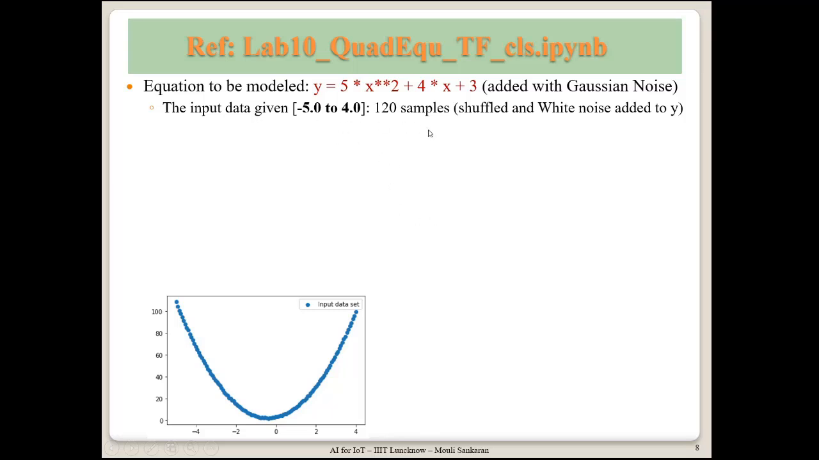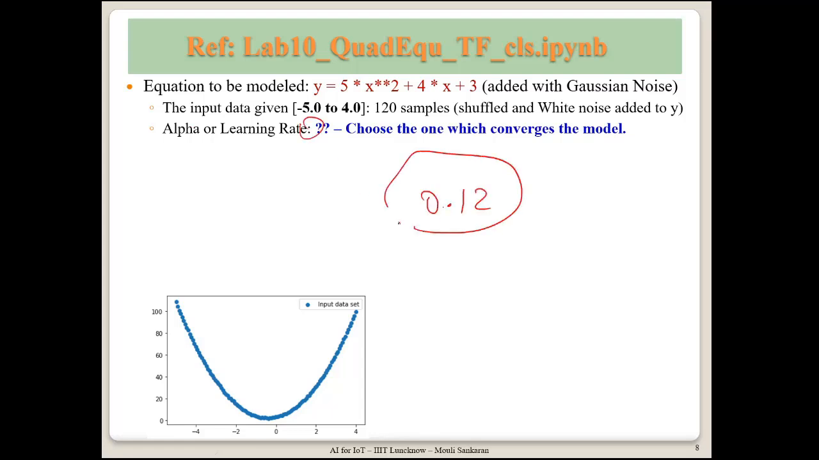So what you do is take samples similar to 120. That is again left to you. I chose -5 to 4 based on what I saw in the output. Then you add white noise to y as you did in the line. Now you need to decide about the learning rate, how much you want. In the line equation we used 0.12.